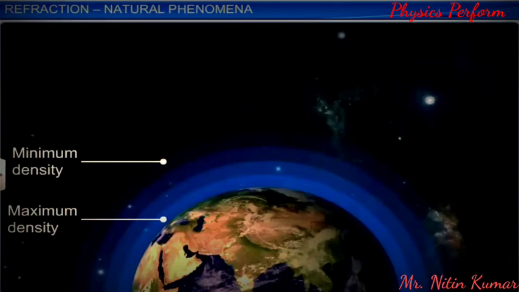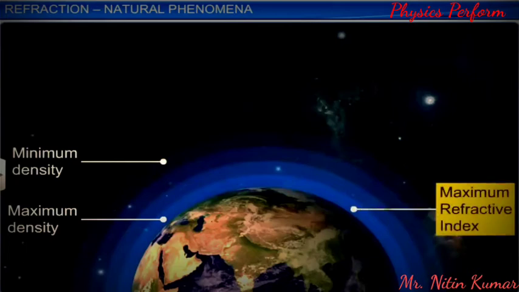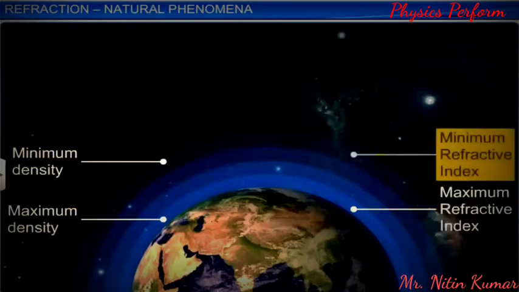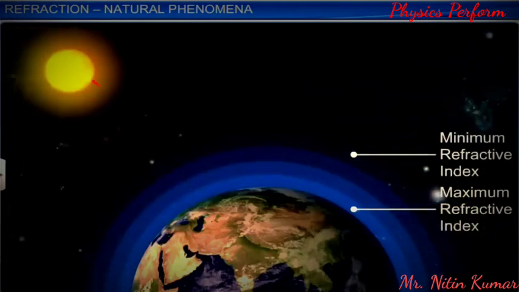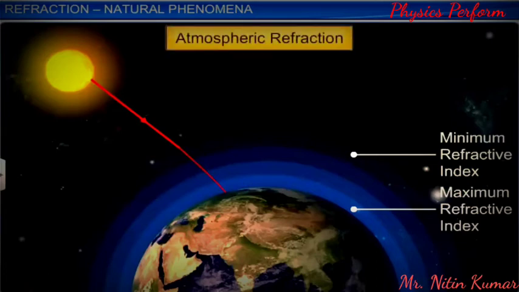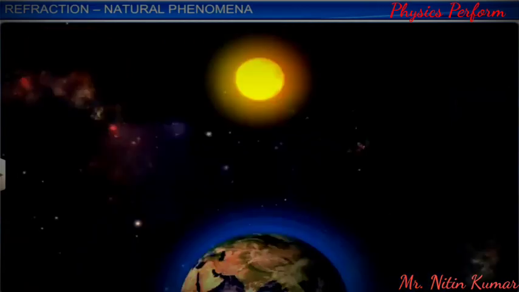When an oblique light ray from a heavenly body like the Sun enters the atmosphere, it continuously moves into regions of high refractive index and hence bends towards the normal. This bending of light through atmospheric air is known as atmospheric refraction. When the Sun is directly overhead, atmospheric refraction is 0, as the Sun's rays are incident normally. When the Sun is on the horizon, atmospheric refraction is more predominant.